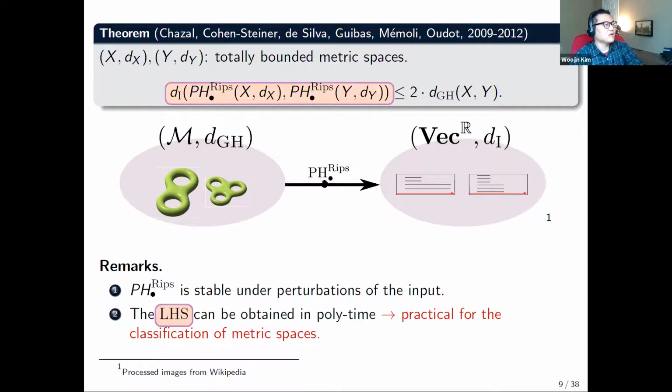Another remark is that computing this left-hand side is often much easier than computing this right-hand side distance. So when you would like to classify shapes which are modeled as metric spaces, it's often more useful to make use of this left-hand side distance rather than the right-hand side distance. As a matter of fact, computing the Gromov-Hausdorff distance is an NP-hard problem.